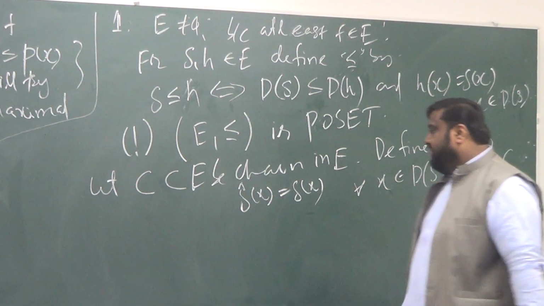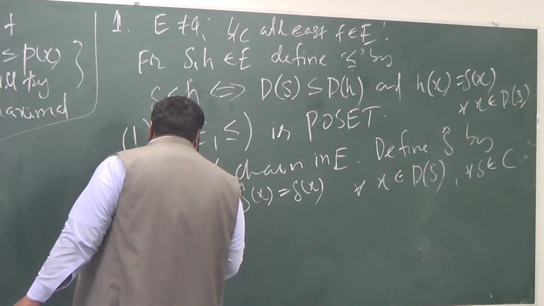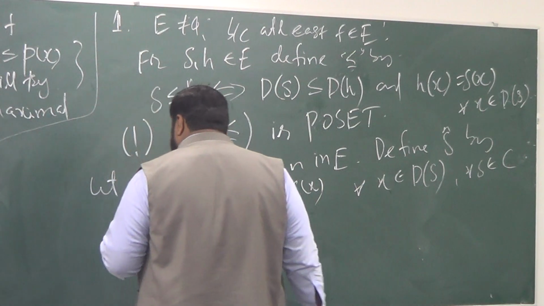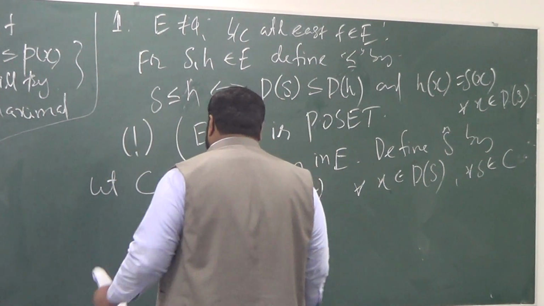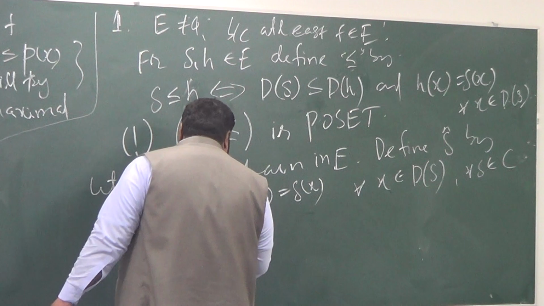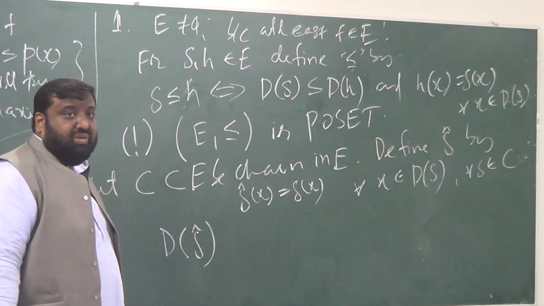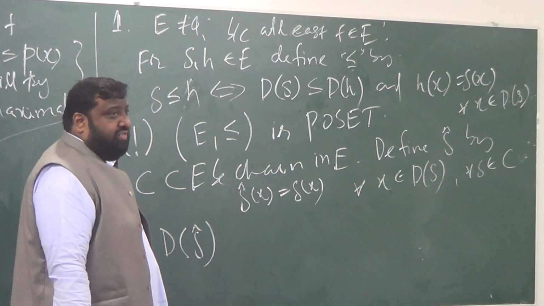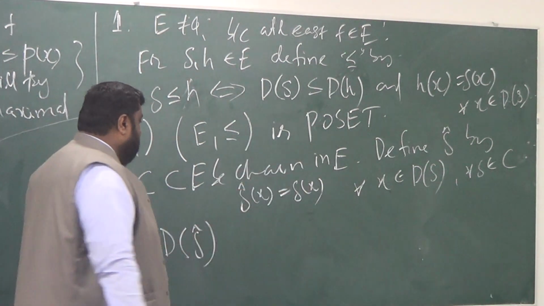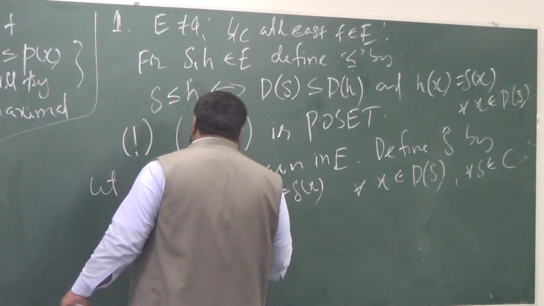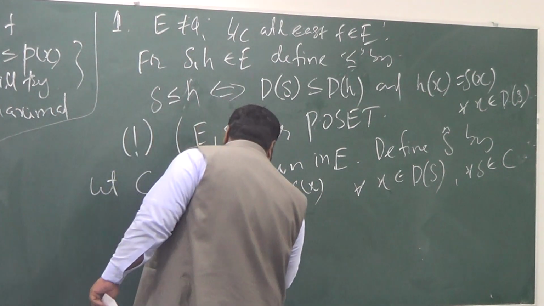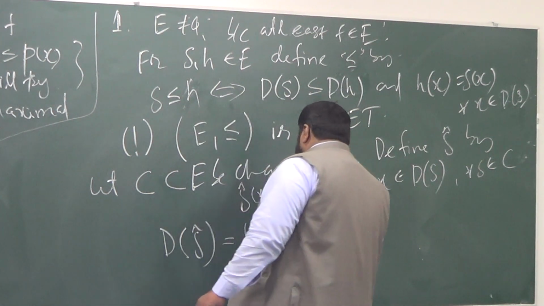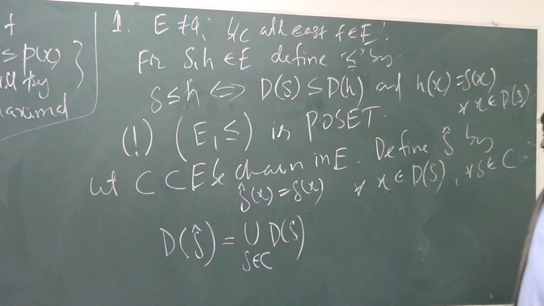And define, what must be the domain of G hat? So the domain of G hat must be the union of all domains of the G's which are in C. So it's the union of the domain of G, for G in C, their domains actually.